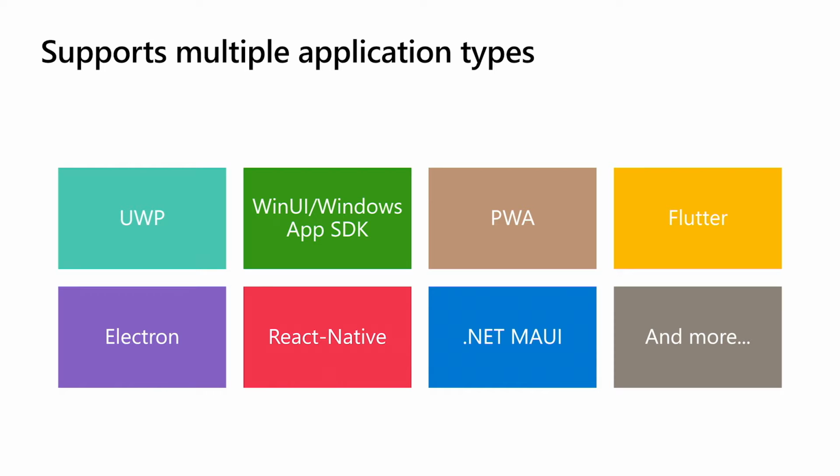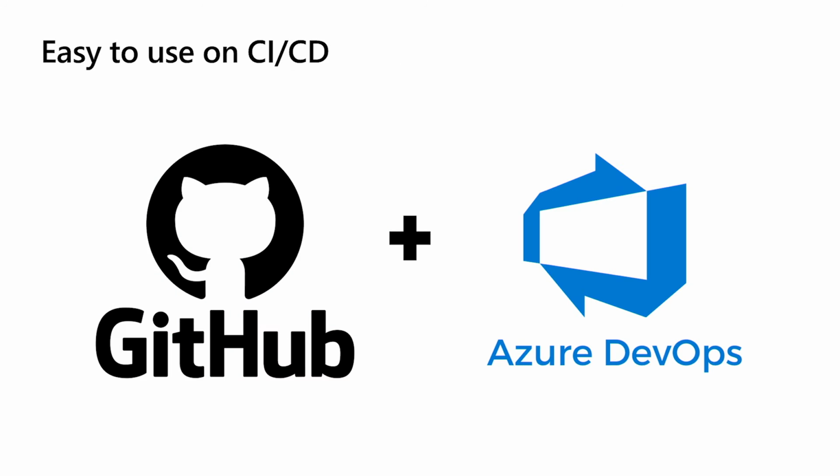For continuous deployment integrations, it supports GitHub Actions and Azure DevOps, but there's nothing blocking you from using it with other build systems, as it only requires the .NET 7 runtime. And for simplicity, its installation is as simple as extracting the release bundle from our GitHub release page.